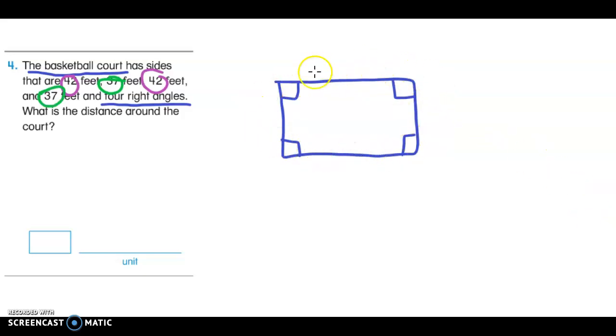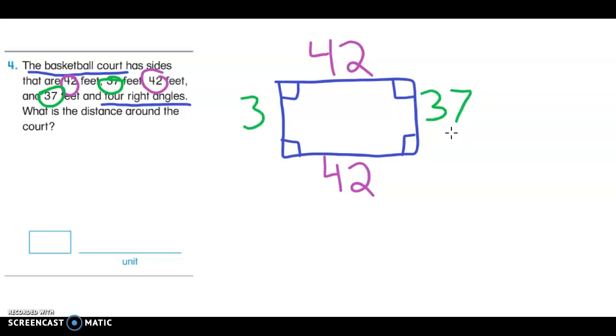So one of these sides will be 42, another side will be 37. How do you decide that? I go with the longer side should be the bigger number. So that should be 42. Then the opposite side will be the same. Then I'm going to label my 37s. 37, 37. Now I have made my basketball court. Isn't it beautiful? Then it says, what is the distance around the court?